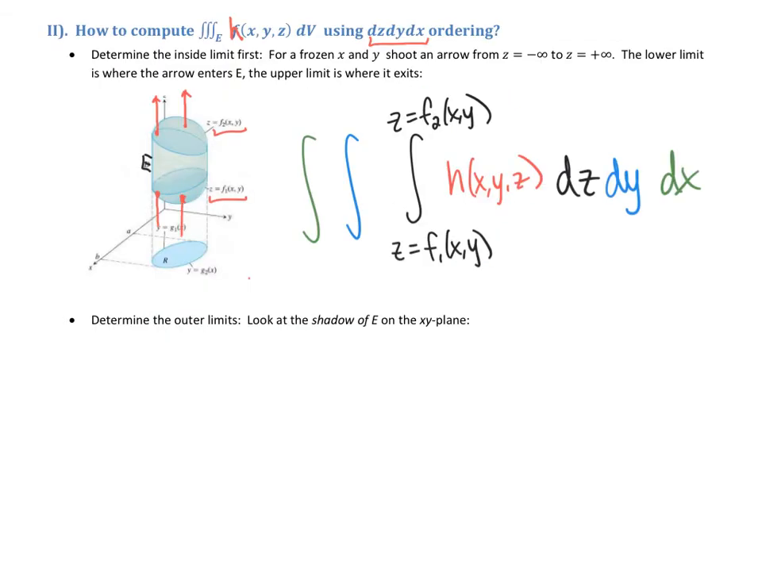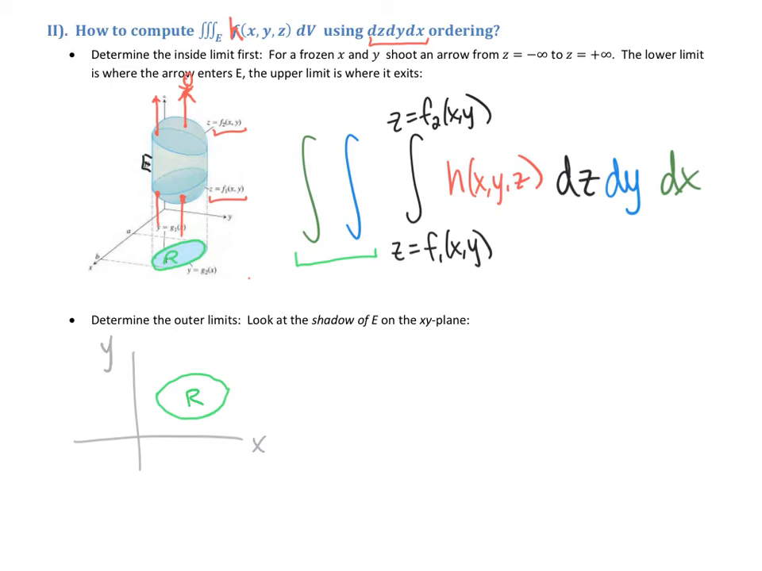Okay, and now to find the outer limits for both of these here, I'm going to be looking at my shadow R on the xy plane. So what I mean by shadow is, if you're standing right up here at the very top of one of these arrows parallel to the z-axis and you're looking down, what is the shadow of this region on the xy plane? And so we can see for this particular one that it looks something like this, and this is just in the xy plane.